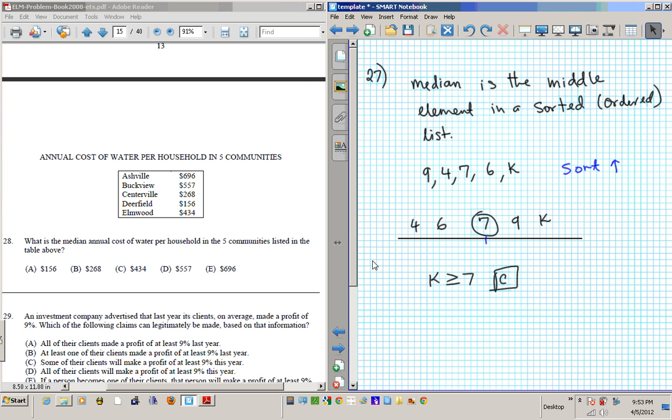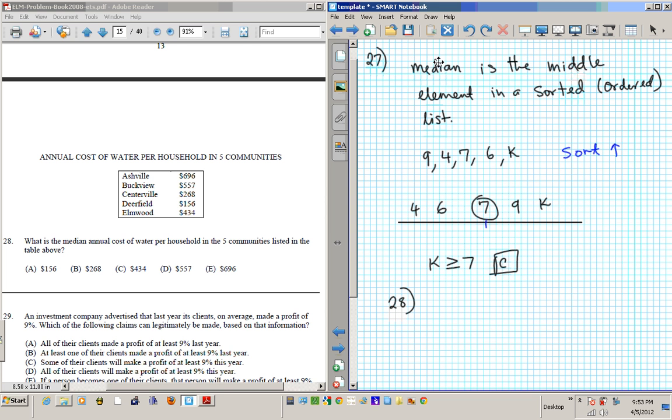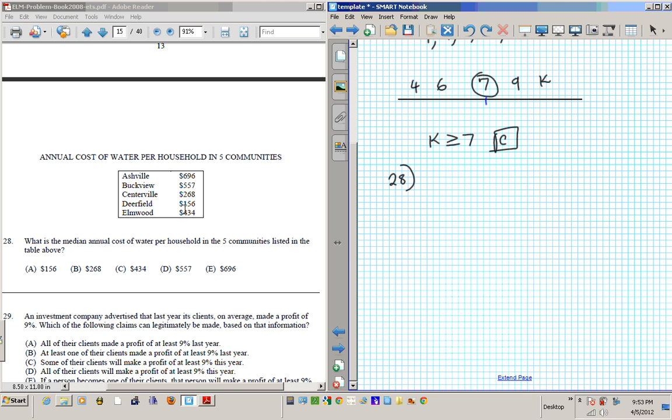It says, what is the median annual cost of water per household in 5 communities listed in the table above. So remember what median is again, as we did in question 27. It is the middle element in a sorted or ordered list. So first thing we have to do is sort this list. Let's sort it by increasing, okay? You can do it increasing or decreasing, but let's do increasing, and then the middle will be our median, okay? So we're sorting by increasing.